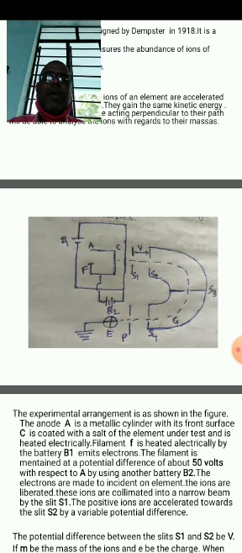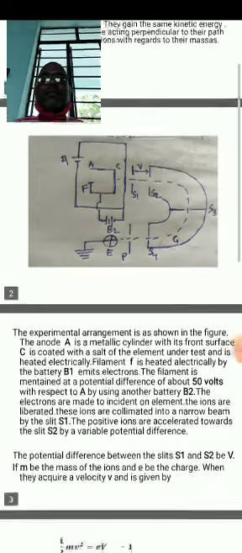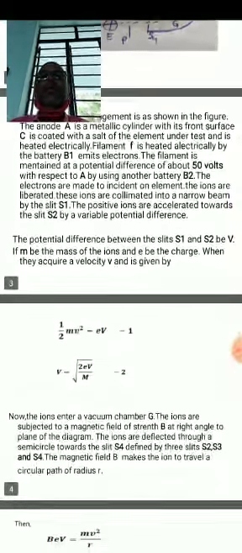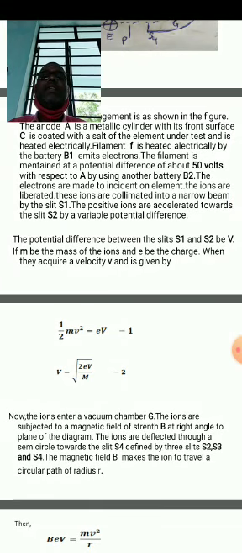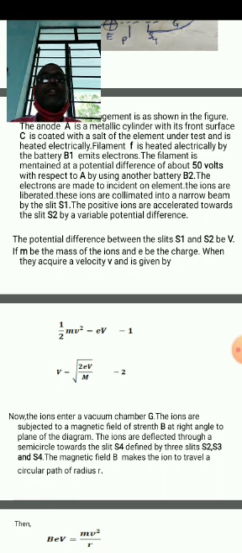The positive ions are accelerated towards the slit S2 by a variable potential difference. Let the potential difference between the slits S1 and S2 be V. If M is the mass of the ions and e is the charge, when they acquire the velocity v, then it is given by half mv square is equal to eV.